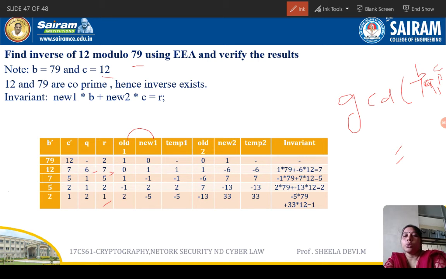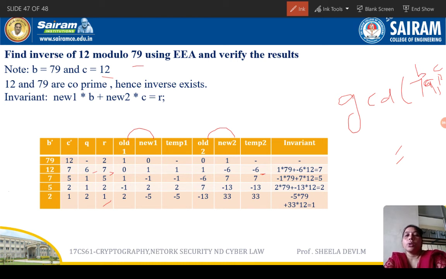So what is my old one? 1 minus 0 into q, then I'll get some value, that is the temp 1 value here. That is 1. Then old 2 minus new 2 into q. So old 2 is 0 minus 1 into q, which is 6. So that will be my new temp 2 value.